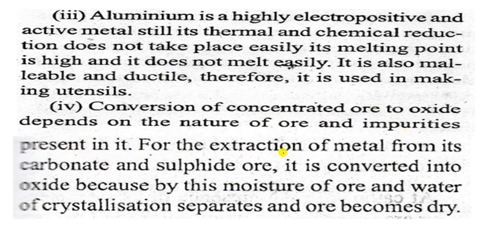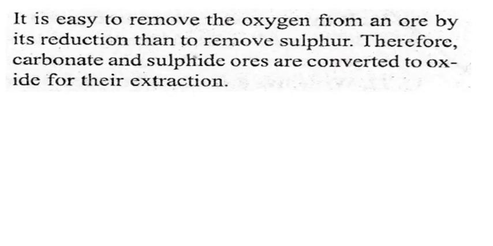Third one is aluminum is a highly electropositive and active metal still. Its thermal and chemical reduction does not take place easily. Its melting point is high and it does not melt easily. It is also malleable and ductile, therefore it is used in making utensils. So that is the reason. So you have to write.